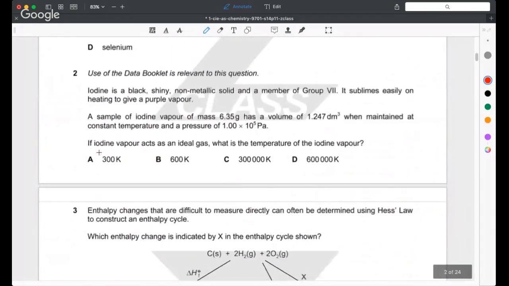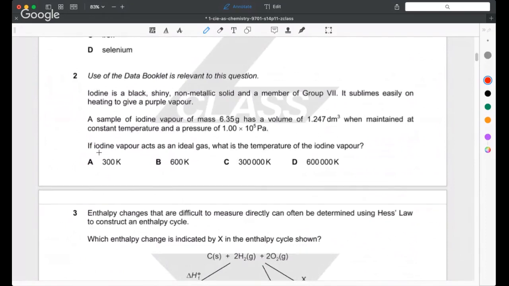Okay, question 2 is interesting because this is one of the ones that the examiner flagged up that most students were getting wrong, actually. And there's a couple of things. It's talking about iodine, and this iodine vapor has this particular volume at this particular temperature, and we know the mass of iodine in that volume. And so what you're using here is a number of different equations. You need to know that the number of moles, the amount, is the mass divided by the molar mass. Okay, that's going to give you the amount of iodine.